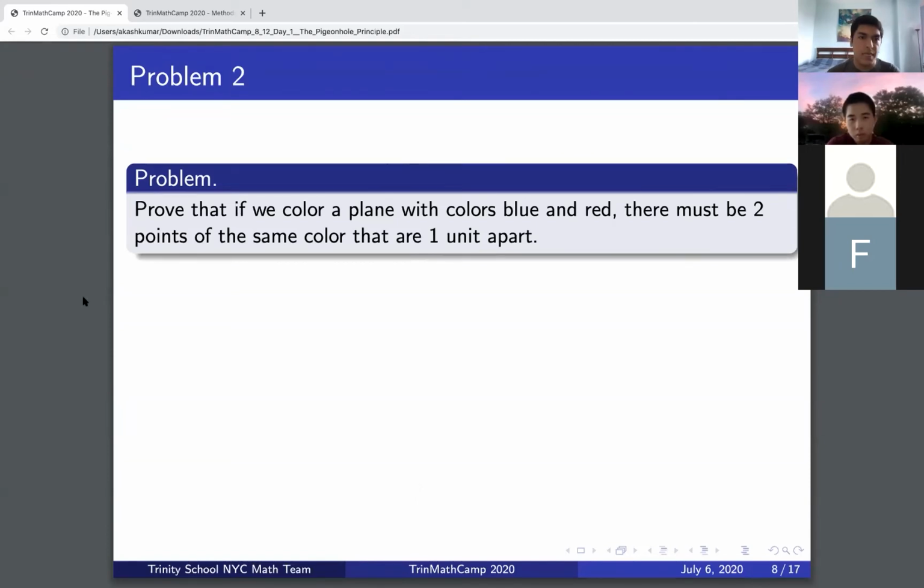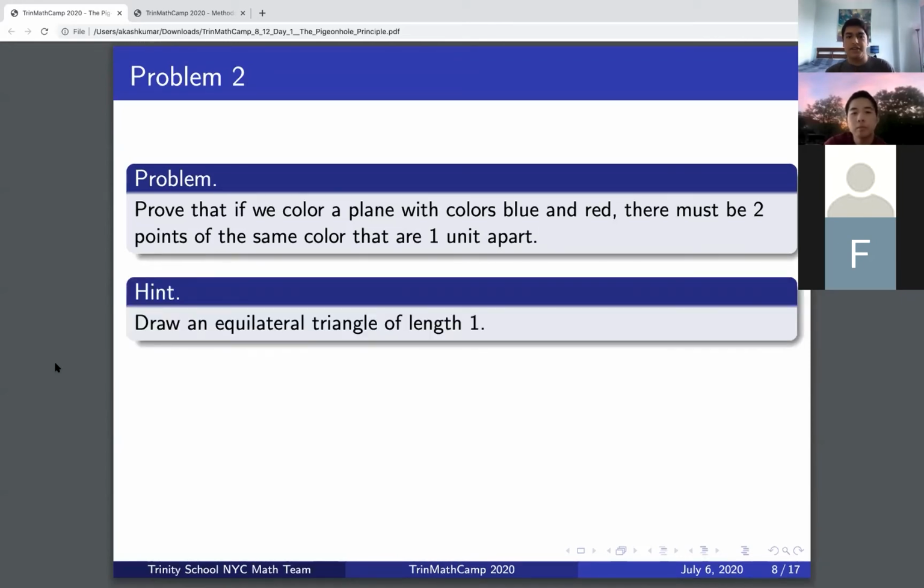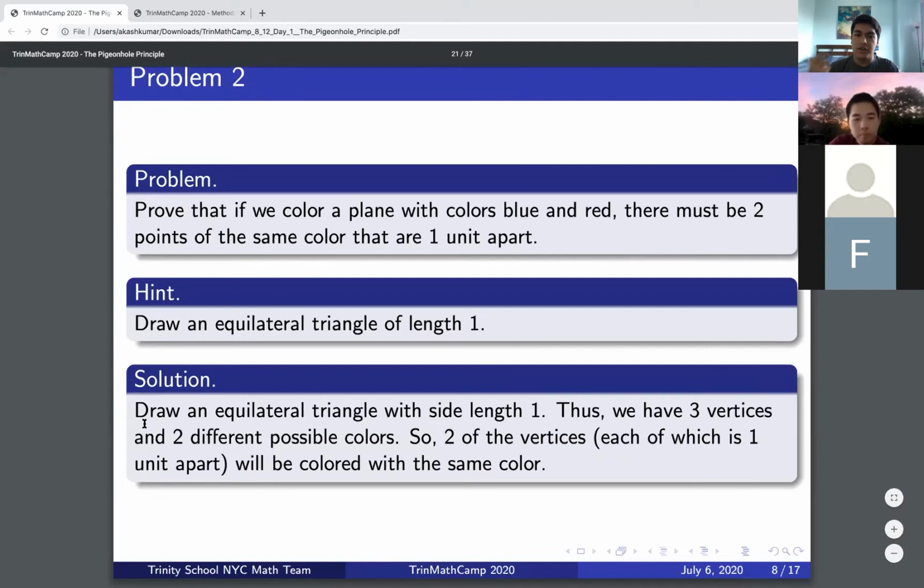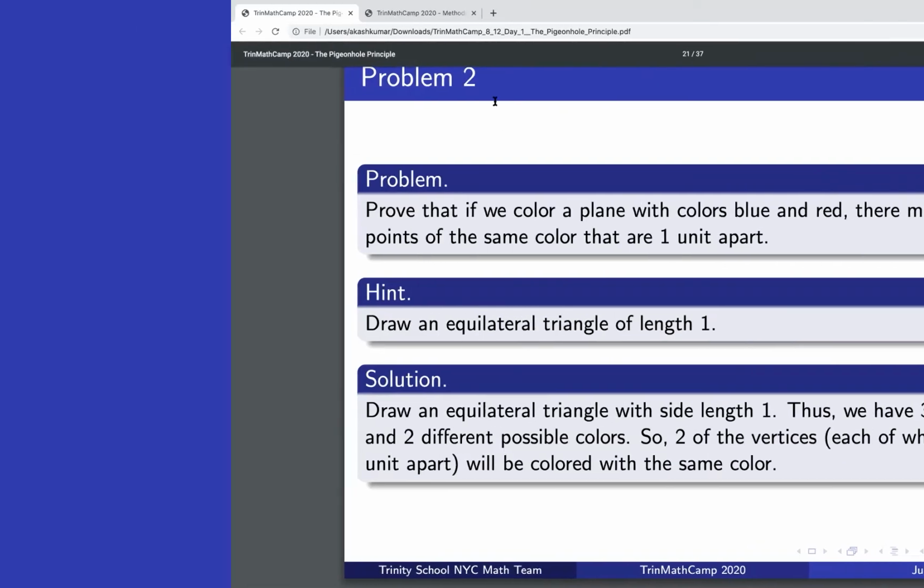All right. So I think we'll drop the hint now. The hint is to draw an equilateral triangle of side length 1. You draw the triangle with side length 1. You have 3 vertices, but you only have 2 colors. So then 2 of the vertices will have the same color, which, as Michael said before.